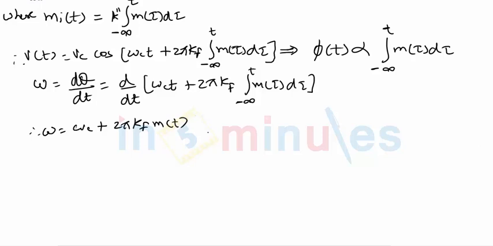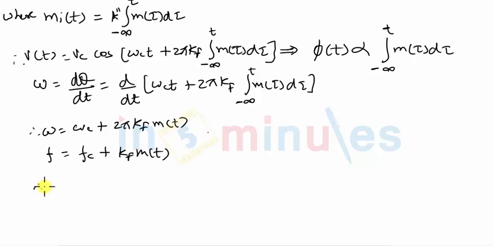If I divide throughout by 2π, I'll get ω by 2π equal to f. ωc by 2π will be the carrier frequency fc. 2π is already there, so it will cancel out. We'll get kf times m(t).